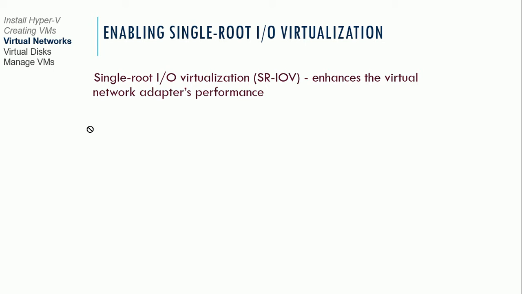You can enable SR-IOV, which enhances your virtual network adapter's performance. Basically, it allows the VM's virtual adapter to bypass the virtual switch software on the parent partition and communicate directly with the physical hardware. So in other words, it's a little more efficient, right? You can get a little bit more performance if you're connecting directly to the NIC.